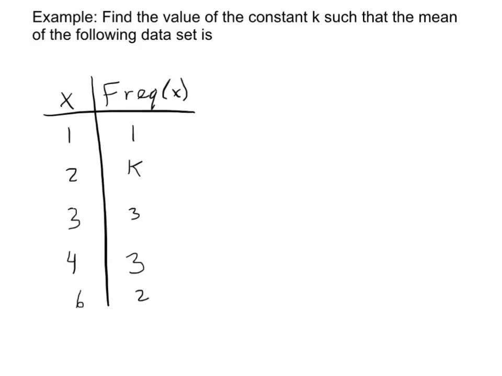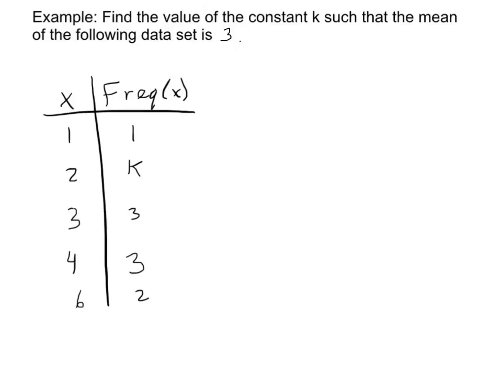IB does this a lot. They'll give you a thing and they'll say, find the value of k such that blah, blah, blah. So in this problem, you're asked to find the value of the constant k such that the mean of this following data set is, and I just realized I'm missing a number, the mean is supposed to be 3. Okay? So I showed you in the previous problem how to find the mean of a data set, so follow that formula. If you follow the method I provided in the last page for finding the mean, I don't think you'll have any trouble with this one, so try it out on your own.